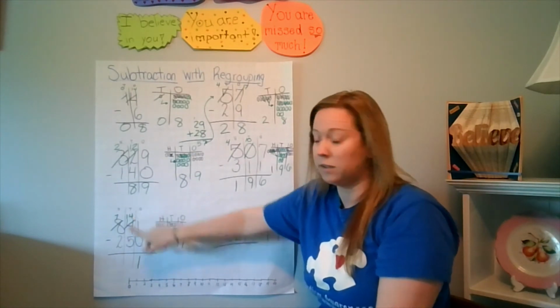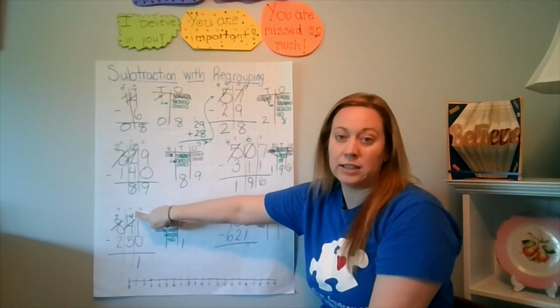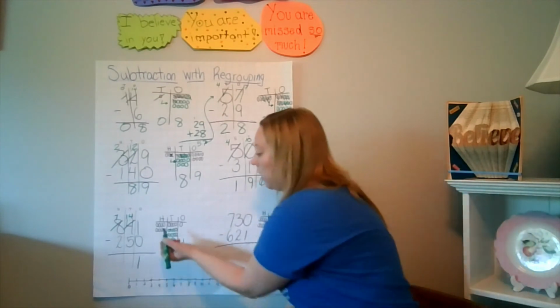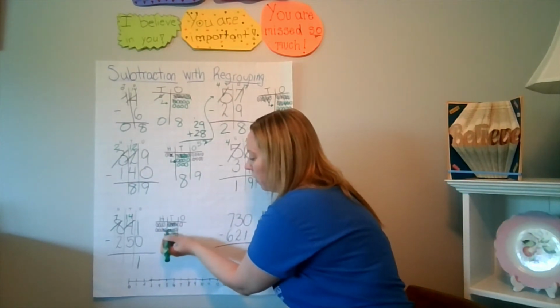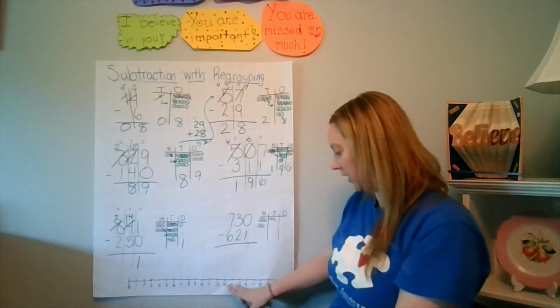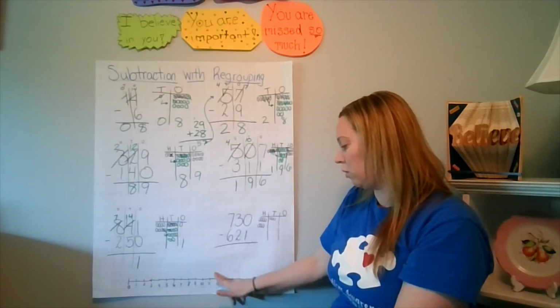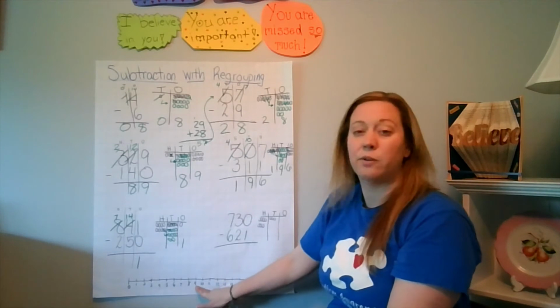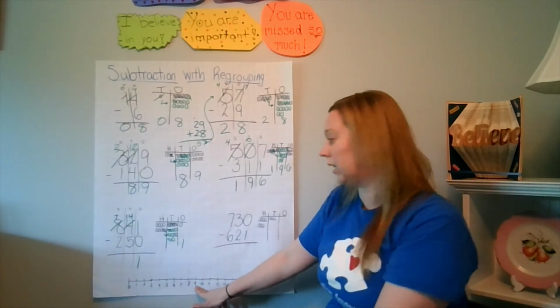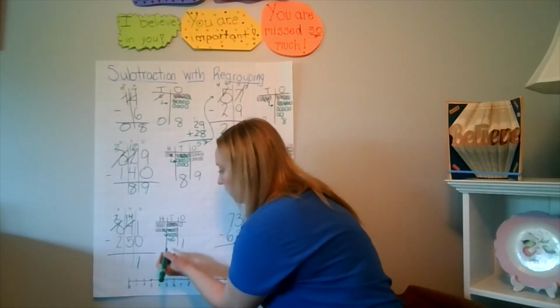I got 14. Now I have more on top, so I can subtract, okay? So I'm going to go take 1, 2, 3, 4, 5 away, okay? Same thing. You could start at 14 and hop back 5. 1, 2, 3, 4, 5. What number did I land on? I landed on 9.